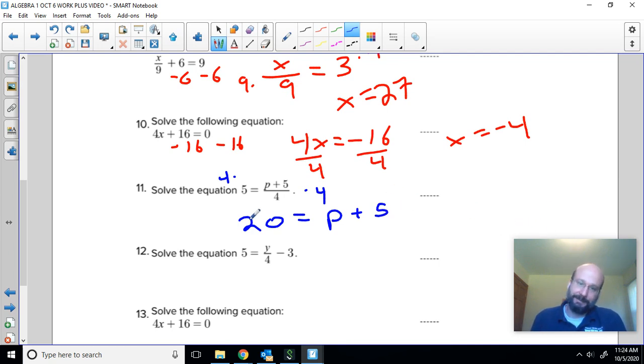Now I need to move the plus 5 over by subtracting. And my final answer would be P equals 15, because 20 minus 5 is 15.